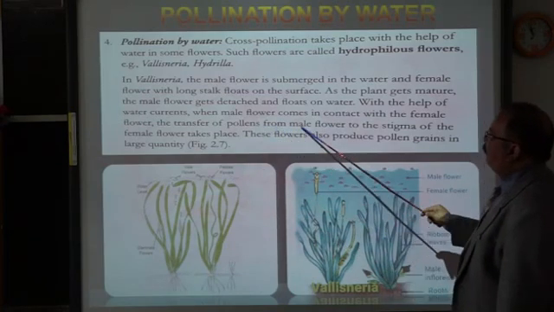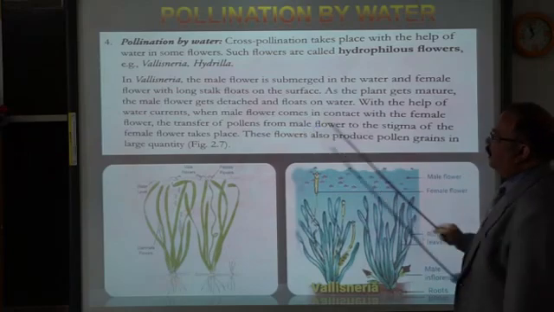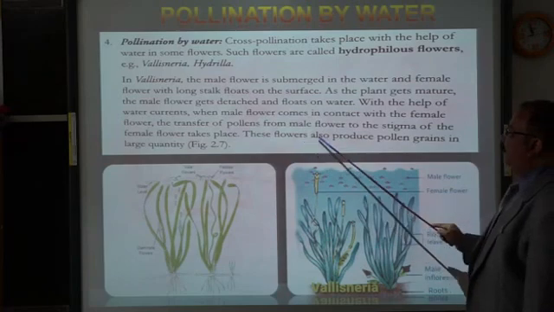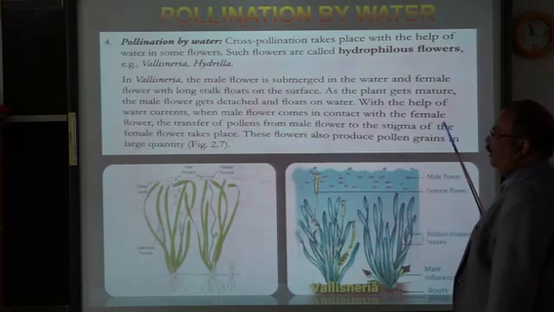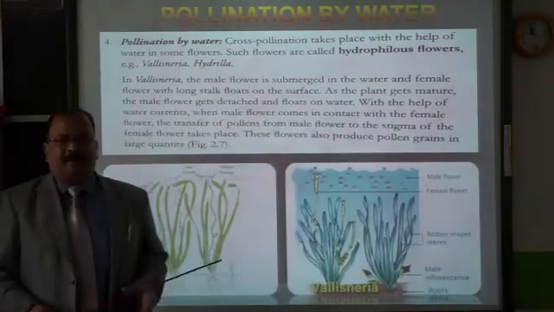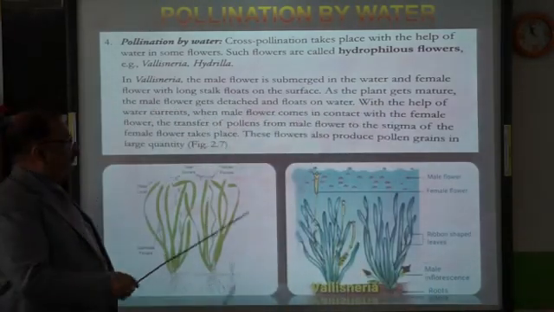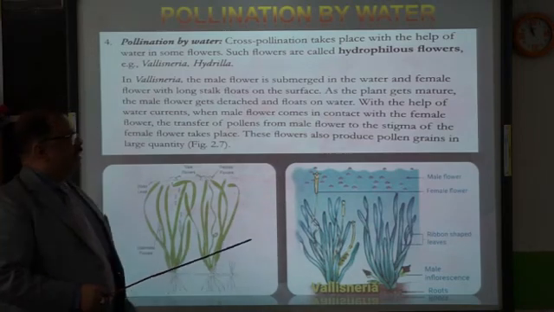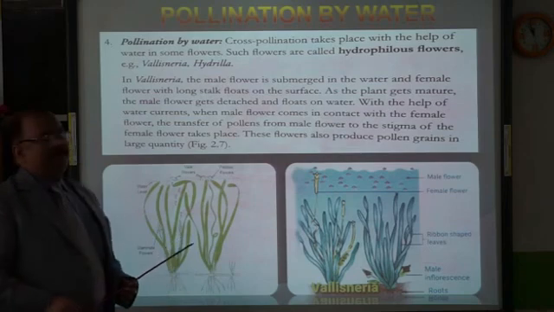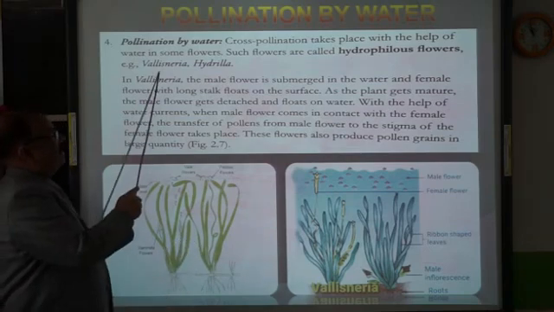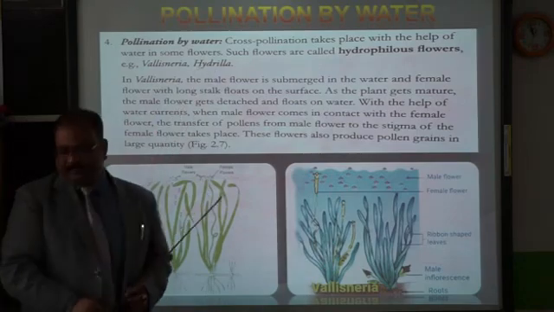The transfer of pollen from the male flower to the stigma of the female flower takes place on the surface of the water. These flowers also produce pollen grains in large quantity. Why? Because many are wasted. Very few reach up to the female flower. So this was all about pollination by water. Two best examples are Vallisneria and Hydrilla.